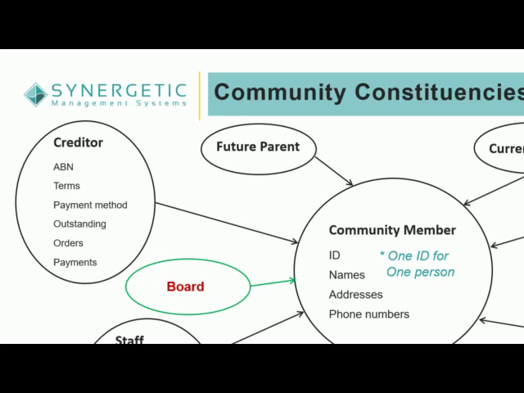So this visual I've got here. Basically, you've got your community member, and in their community record, you have their ID. So that's that one ID for one person. Their name, or their names, their addresses, phone numbers, email addresses, etc. Then, depending on what group they belong to, and they could belong to more than one group, is where they branch out as far as their constituencies go.